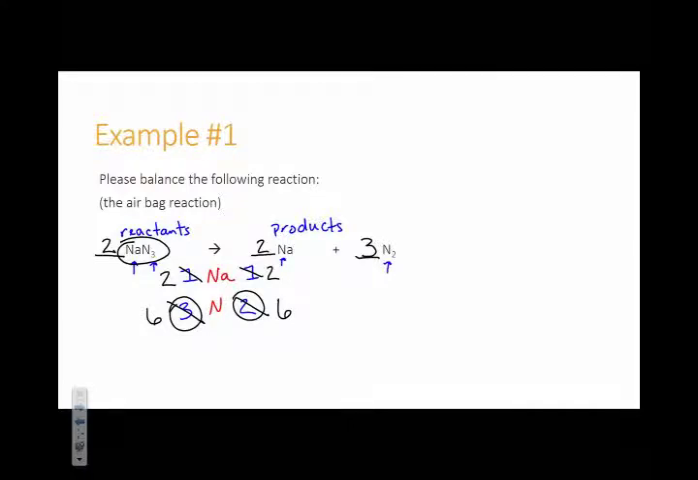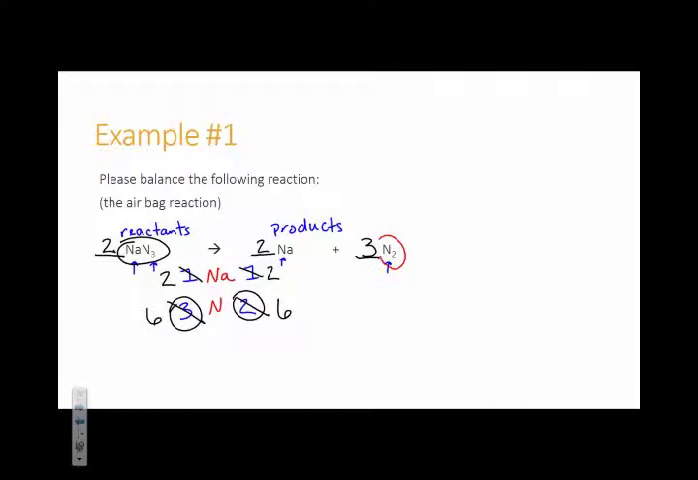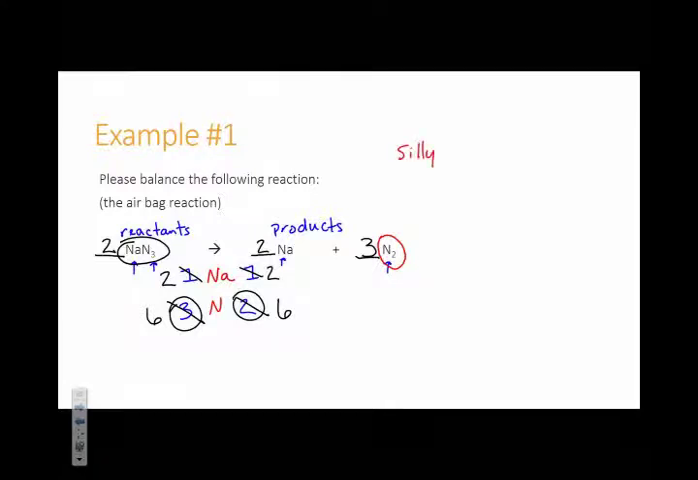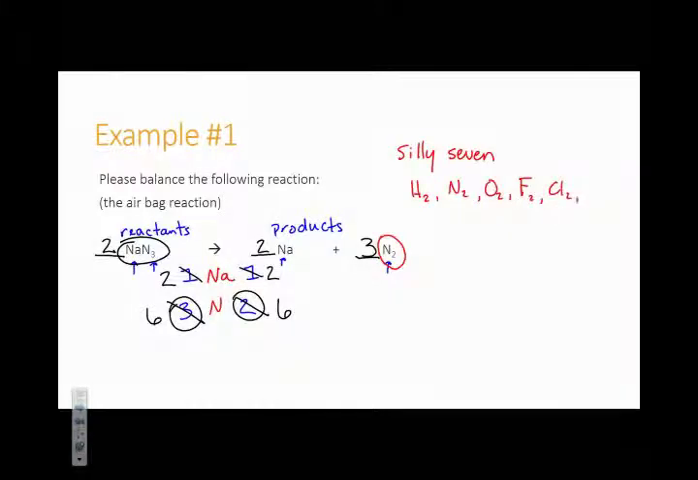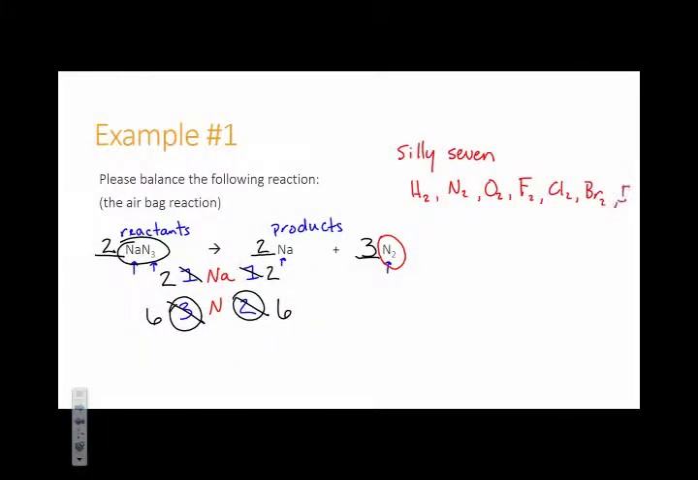Now, one thing I want to note before I go on is you might have noticed that this element, nitrogen, was listed as a diatomic molecule. There are certain elements, called the Silly 7, which you'll see why in a minute, that when they show up by themselves in a balanced chemical reaction, they show up as diatomic molecules. They are hydrogen, nitrogen, oxygen, fluorine, chlorine, bromine, and iodine. 1, 2, 3, 4, 5, 6, 7.